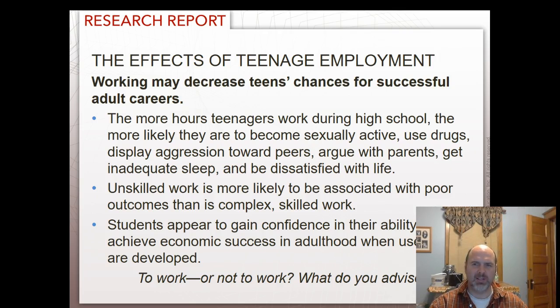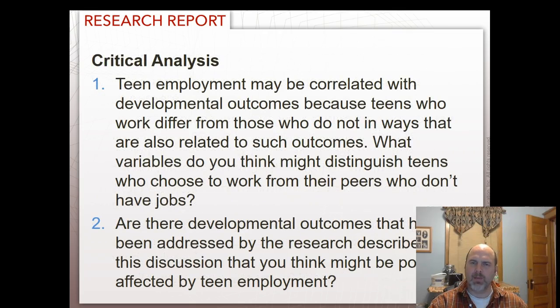Unskilled work is more likely to be associated with poor outcomes than complex skilled work. Students appear to gain confidence in their ability to achieve economic success in adulthood when useful skills are developed. So the question is, to work or not to work, what do you advise? On one hand, teen employment may be correlated with developmental outcomes because teens who work differ from those who do not in ways that are also related to such outcomes.